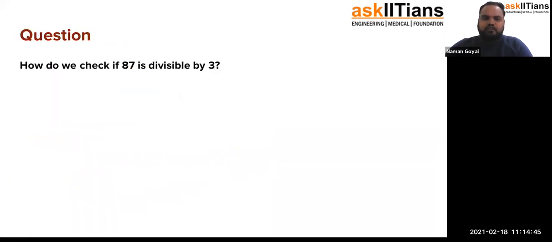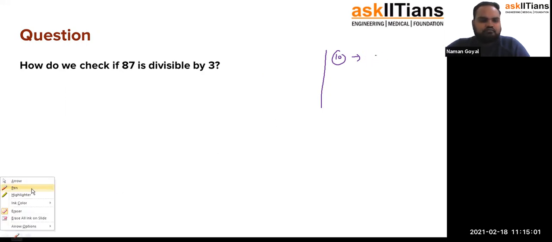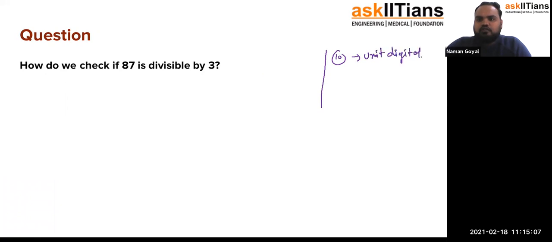So first we are going to revise all the things. For 10, the unit digit of the number must be 0. For 5, the unit digit can be 0 or 5. For 2, the unit digit is either 0 or an even number.